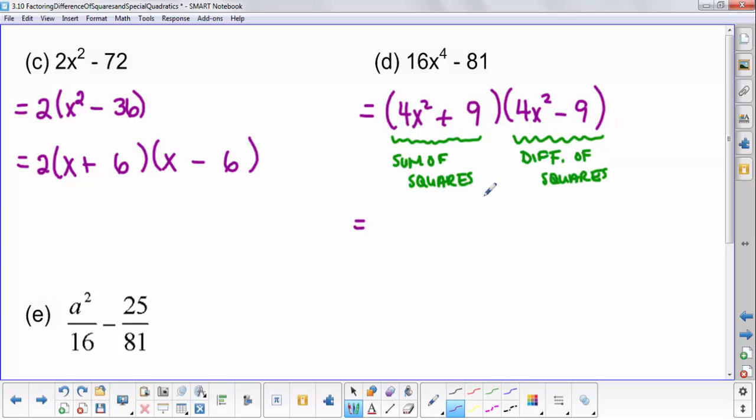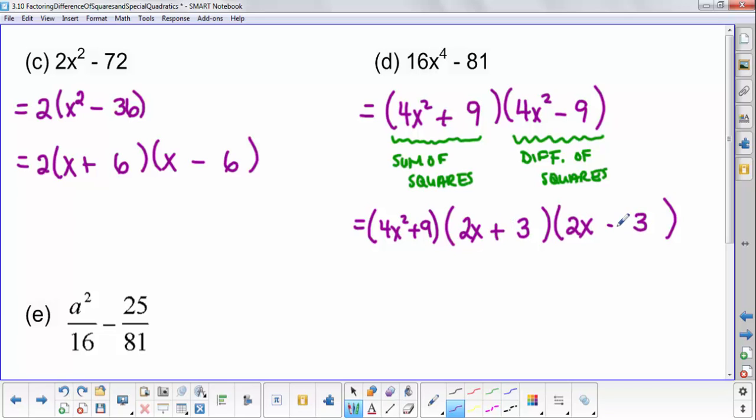We are not fully factored because I have another difference of squares here. This 4x squared plus 9, we can't touch, it's not factorable, but the 4x squared minus 9 is. So I'll open up two brackets, square root the first, square root the second. One bracket gets a plus and one gets a minus.